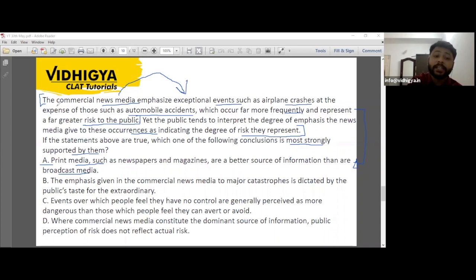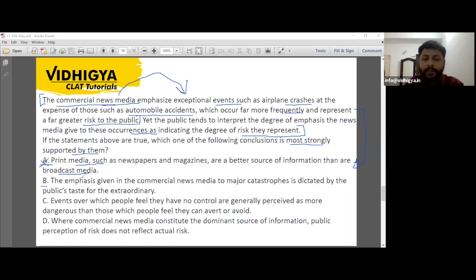There is no comparison between the commercial news media and the means which are undertaken by this particular field. It might be the scenario that newspapers and magazines are not something which belongs to this category specifically. So it says they are better sources of information than a broadcast media, but it was specifically talking about commercial news media, and because of this you can eliminate answer option A.